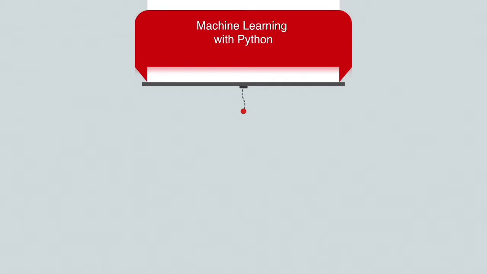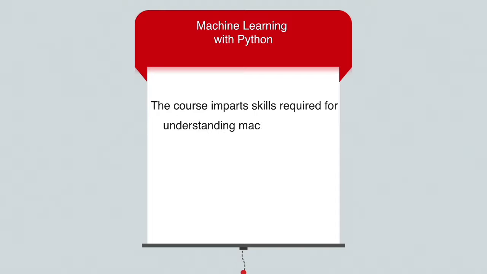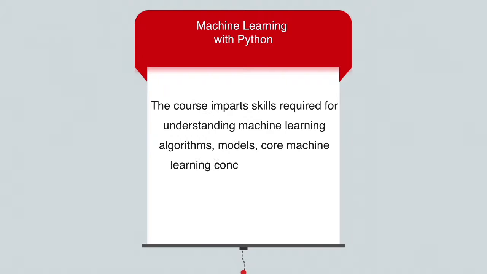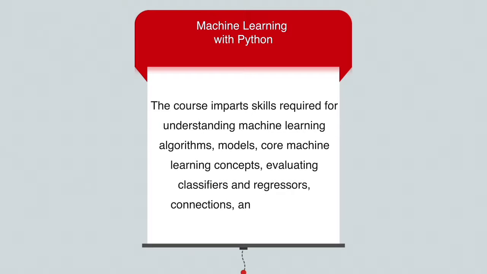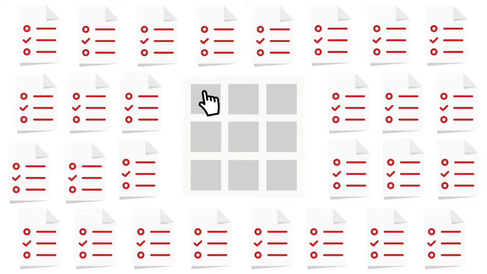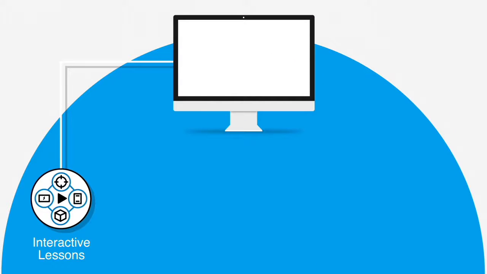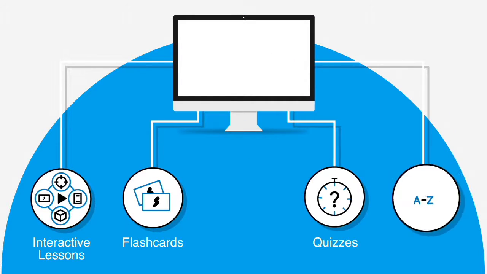The course imparts skills required for understanding machine learning algorithms, models, core machine learning concepts, evaluating classifiers and regressors, connections, and extensions. In this uCertify course, you will receive pre-assessment questions that will help you identify areas for improvement before you begin the course. It consists of interactive lessons and learning resources with flashcards, quizzes, and glossary terms.